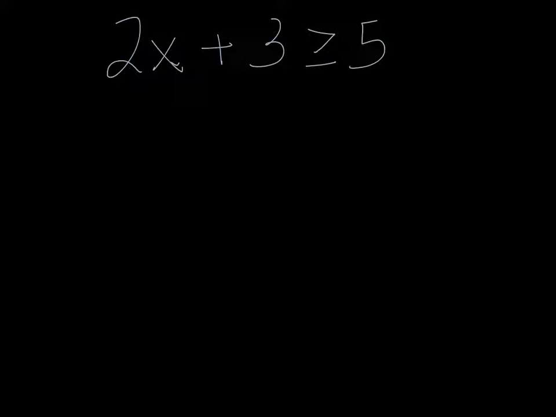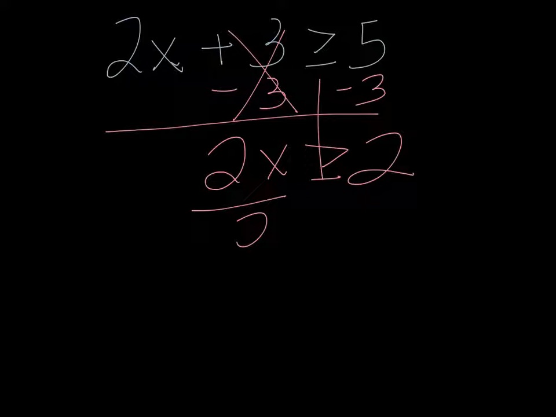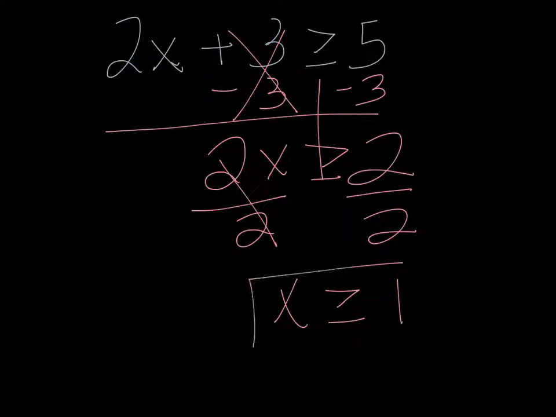So we can also have two-step inequalities if we solve them just like two-step equations. We would subtract 3 on both sides. We get rid of our constants first in a two-step equation. Bring down the 2x, bring down the sign, and do our subtraction. And then we would divide both sides by 2. So x would be greater than or equal to 1.